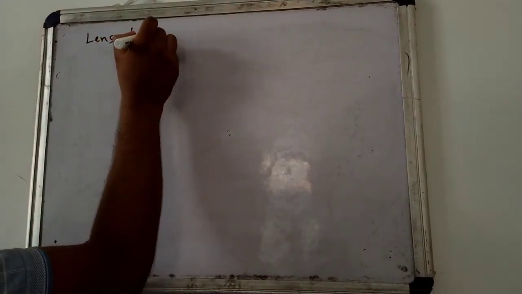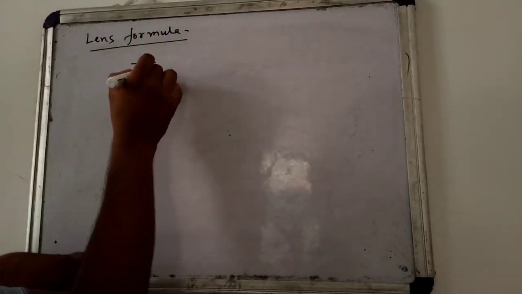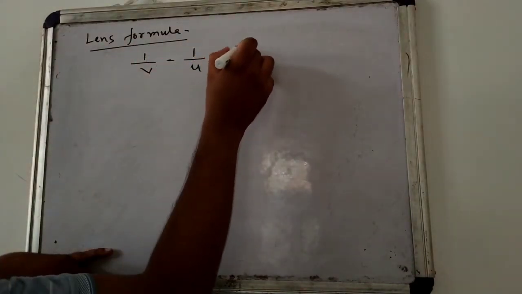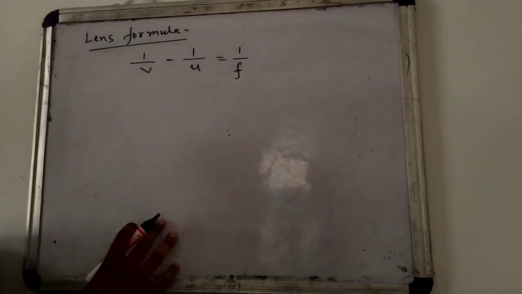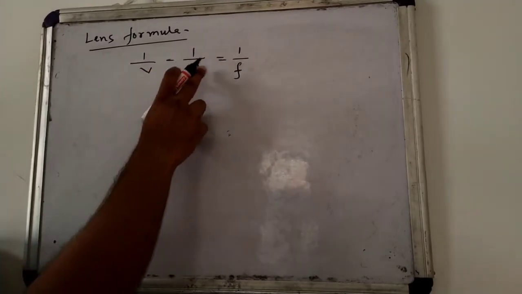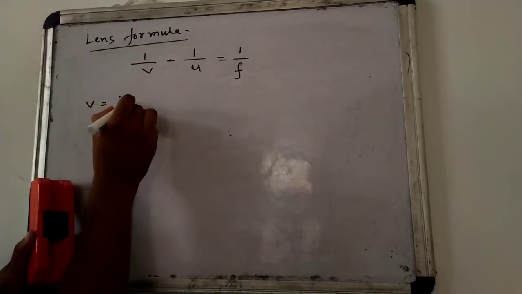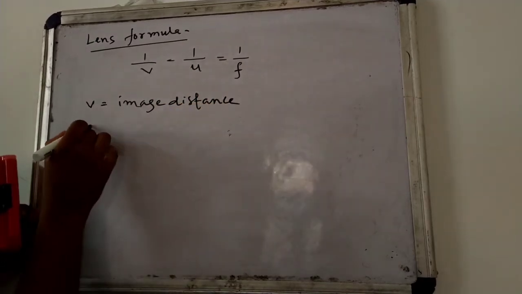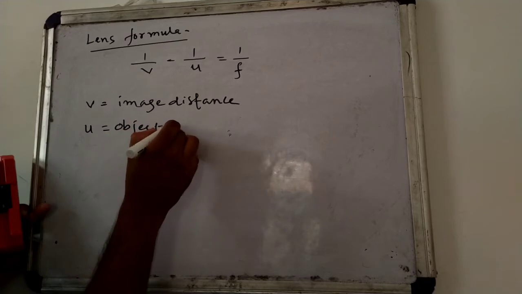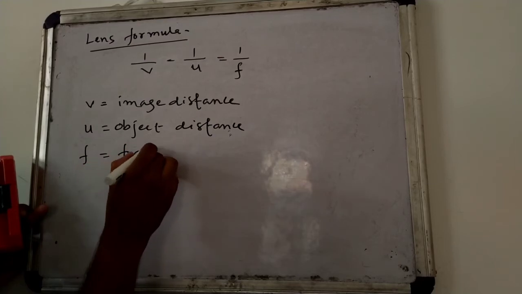Lens formula. So lens formula is 1 by V minus 1 by U equals to 1 by F. In mirror formula it was plus, 1 by V plus 1 by U equal to 1 by F, but in case of lens formula it will be 1 by V minus 1 by U equals to 1 by F, where V is equal to image distance, U is equal to object distance, and F is equal to focal length.